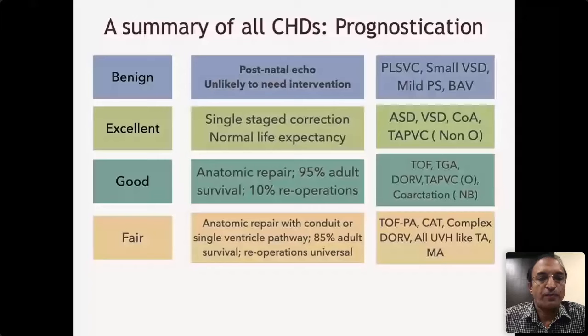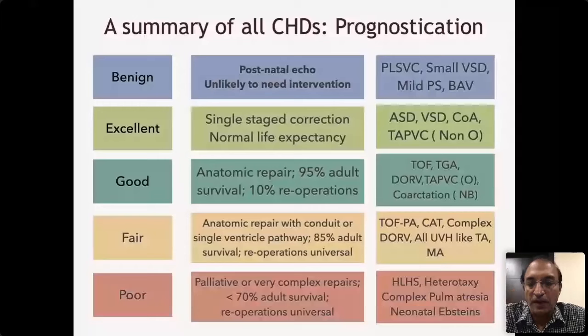Then there is this group: hypoplastic left heart syndrome, heterotaxy, which is also called the isomeric heart, unbalanced AV septal defect, complex types of pulmonary atresia, severe form of Ebstein's anomaly. These really have very suboptimal prognosis. So I think it's important that you all stand up and try to diagnose these problems early rather than missing them and coming up with a diagnosis at 34 weeks and then nobody knows what to do.